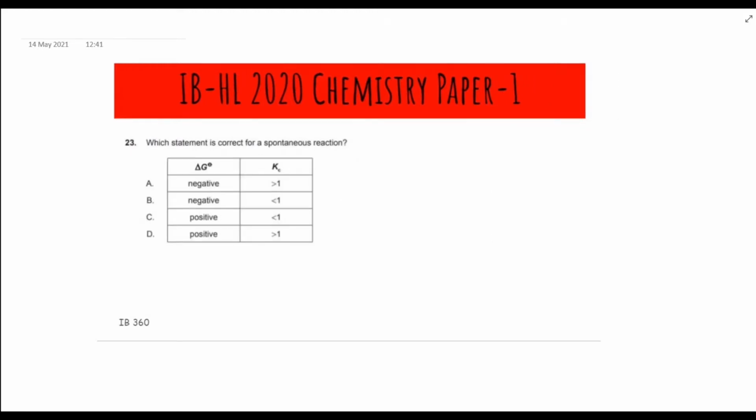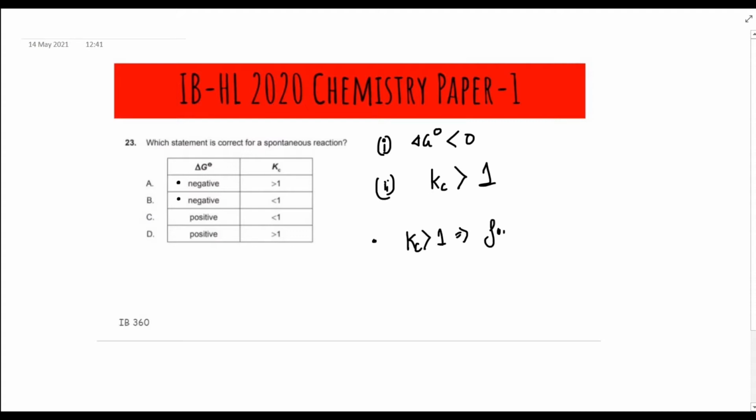Now moving on to the next question. In this question, we need to find out which statement is correct for a spontaneous reaction. By thermodynamics, I know that for a spontaneous reaction, delta G should be negative. So delta G should be less than 0. So either of option A or B would be the answer. Now another thing, if the reaction has to be spontaneous in the forward direction, Kc should be greater than 1. So basically the logic says that if Kc is greater than 1, the reaction is spontaneous in the forward direction. Or if Kc is less than 1, it is spontaneous towards the backward reaction. So by these two logics, for question 23, option A is the correct answer.